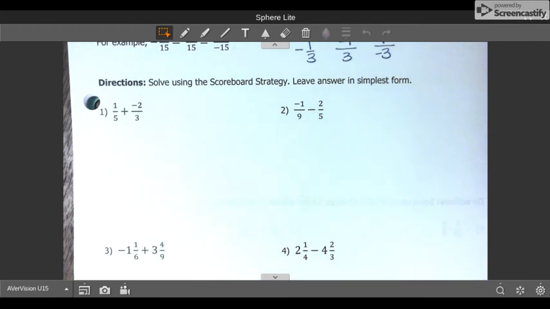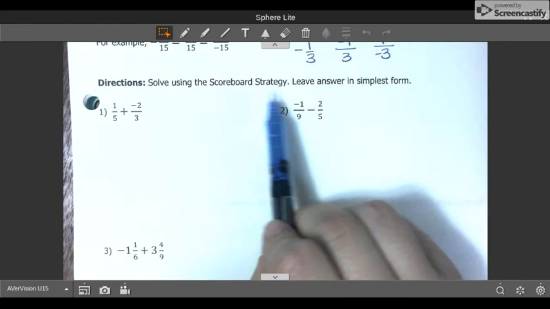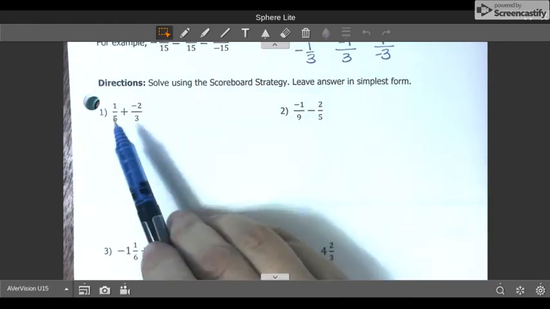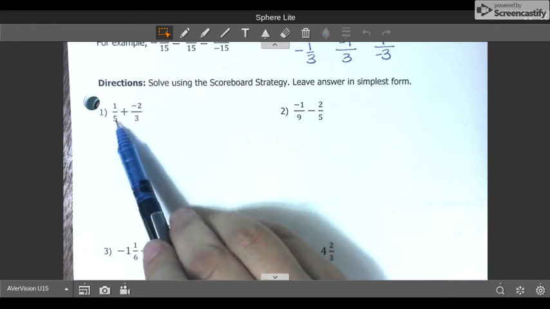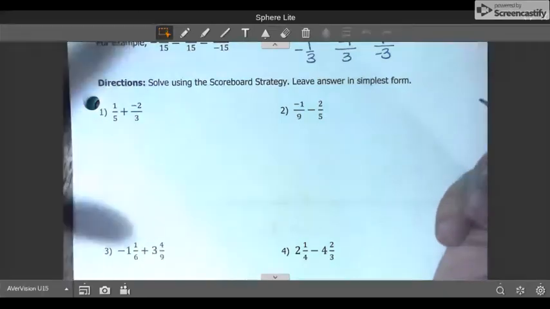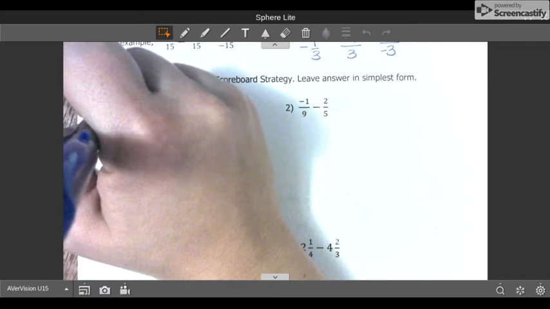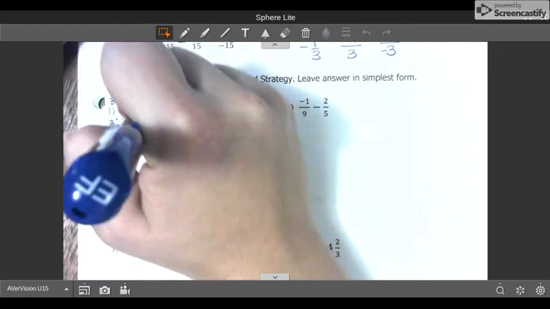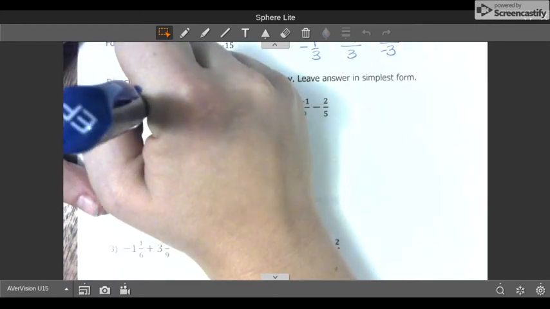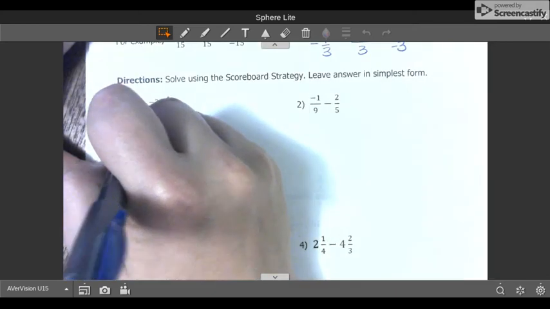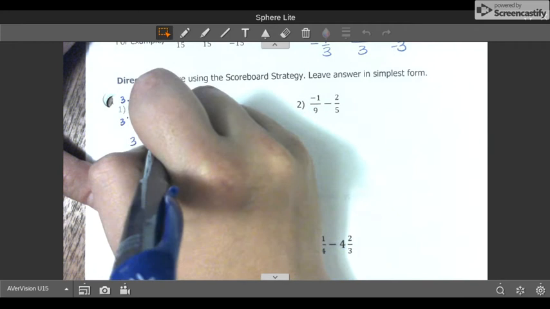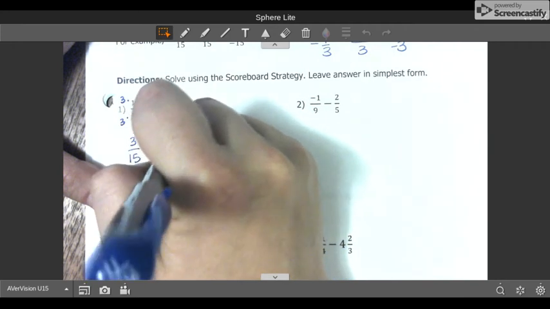Everything's fine. Okay, solve using the scoreboard strategy. Leave your answer in simplest form. So first I see that there's double signs here. And second, I see that there's not a common denominator yet. So a good common denominator would be 15. So I'm going to set this up so that the common denominator will be 15. And I'm going to rewrite this as 3/15 and 10/15.